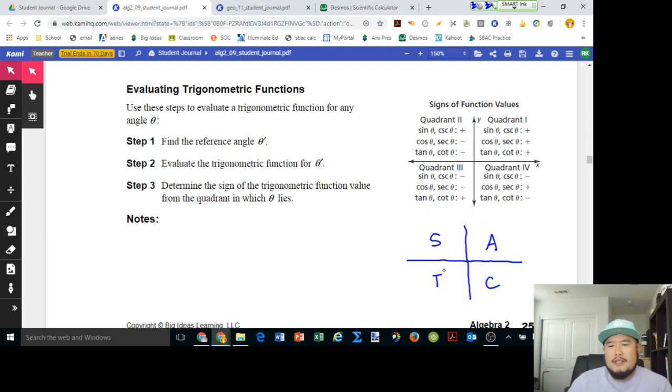So all students take calculus is what you're going to be using in order to help you figure out what signs and what is going to be positive in each quadrant.